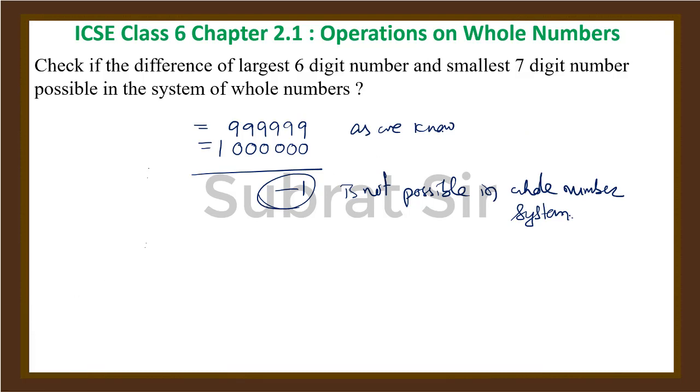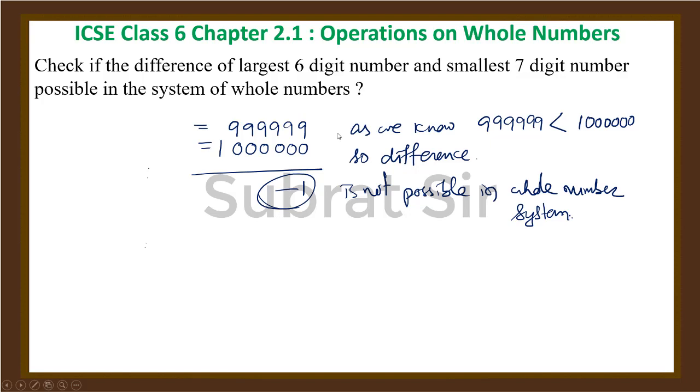We have to write the relation first number to second number. So as we know, the first number is less than the second number, so difference is not possible in whole number system. Always remember to write proper procedure. Don't forget the procedure.